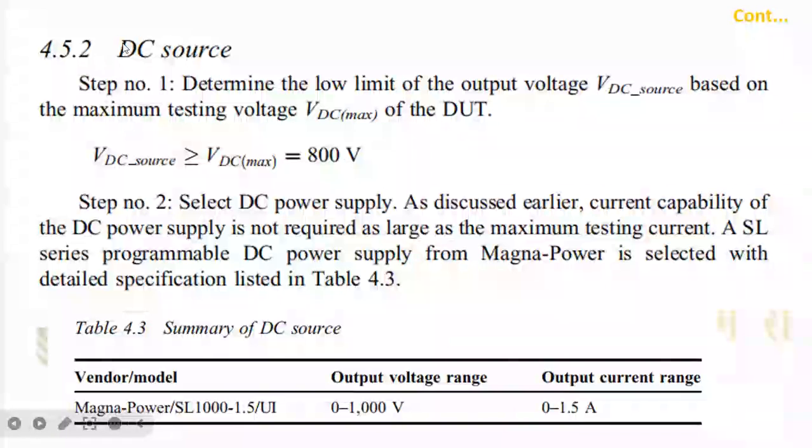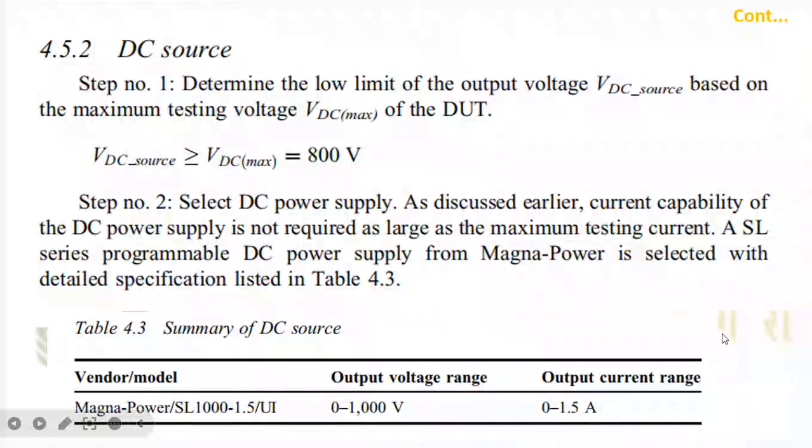Now we will see the DC source. I already told you that the VDC source should be greater than or equal to VDC maximum. VDC maximum is 800, so you can take higher than this, so we can take 1000 volt. Select the DC power source, as already discussed, with voltage always greater than this, and the current range can be minimum. I have taken the output current range as 0 to 1.5 ampere, and 0 to 1000 volt as the output voltage of the DC source. This is a Magna-Power unit, with vendor and model name given. This is how you can choose your DC source.